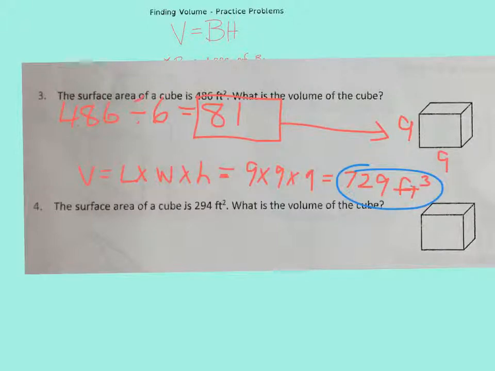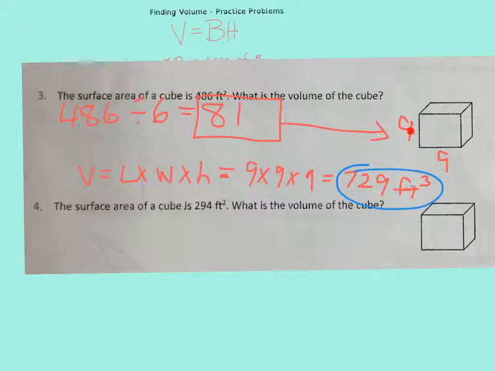All right, so for number 3, hopefully you found out that the volume was 729 feet cubed. So if they gave you the surface area of 486, you could divide that by 6 and find the area of one of the faces of the square. And then to find the side length, you need to figure out what number times itself, length times width or side times side, would give you the area of 81. And that number is 9.